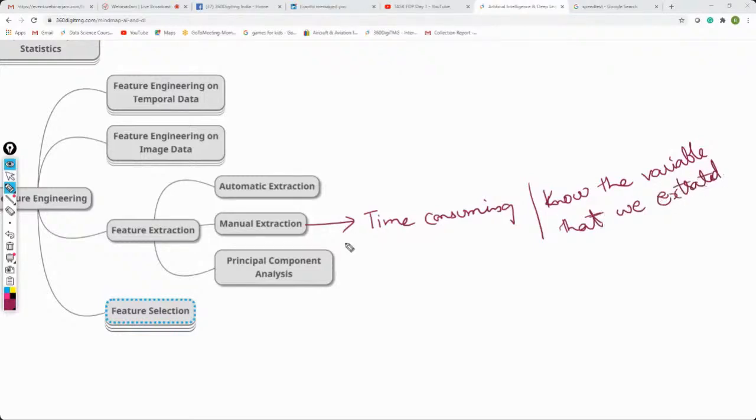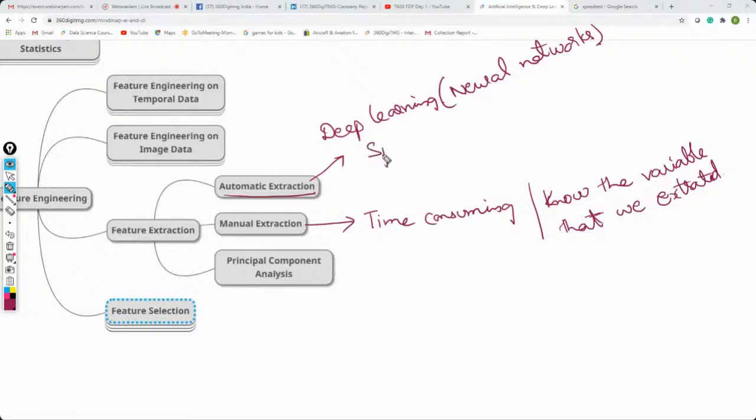But then you use your shallow machine learning algorithms. There is a revolution going on in the world, which is called deep learning. Deep learning, which is synonymous with neural networks, has the beauty that it will automatically extract the features for you. So it'll be super fast. Speed.